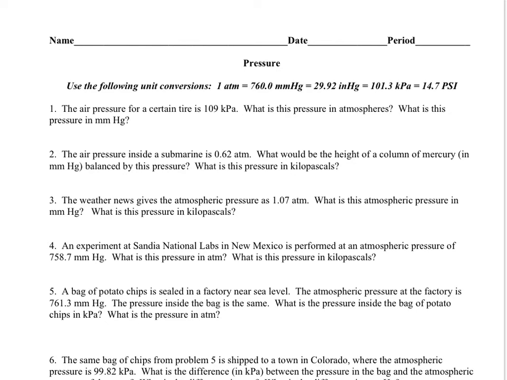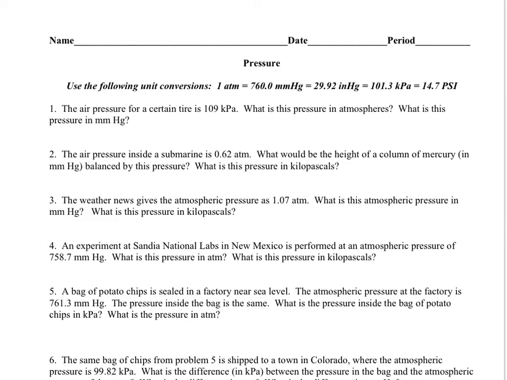So here's the worksheet that I have for you on Schoology, and you see that there's some of the units up there at the top for you. I'm a nice guy and I gave those to you, but again, we're going to want to memorize those. To give an example problem, the first question says, the air pressure for a certain tire is 109 kilopascals, kPa. What's this pressure in atmospheres and what's this pressure in millimeters of mercury?